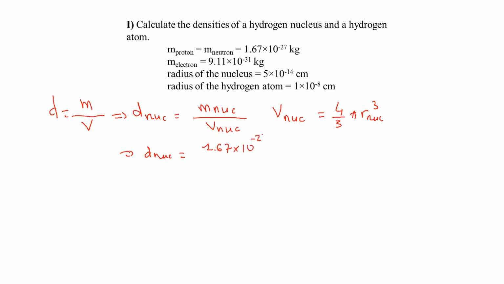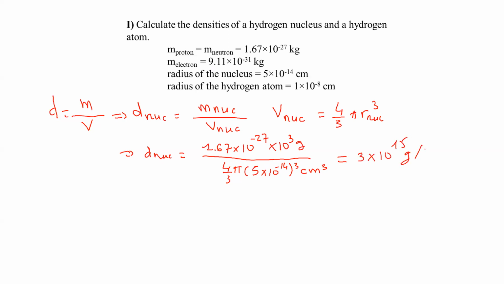10 to the power minus 27 is in kilograms, so we can convert it to gram. This is in gram, divided by 4/3 pi, and the radius, which is 5 times 10 to the power minus 14 centimeter cubed. So it will be given in gram per centimeter cubed, which is equal to 3 times 10 to the power 15 gram per centimeter cubed.